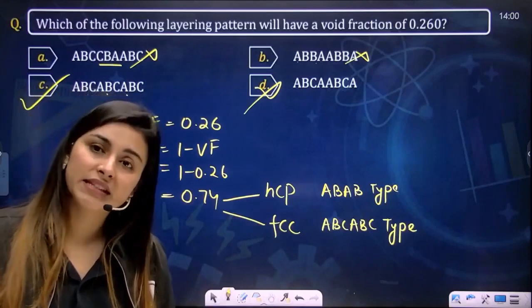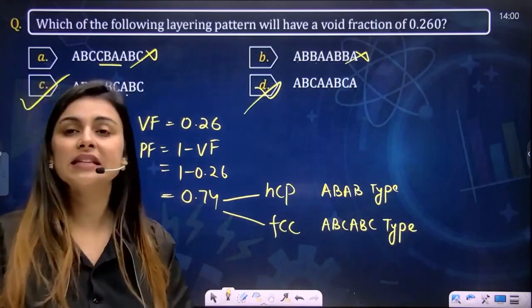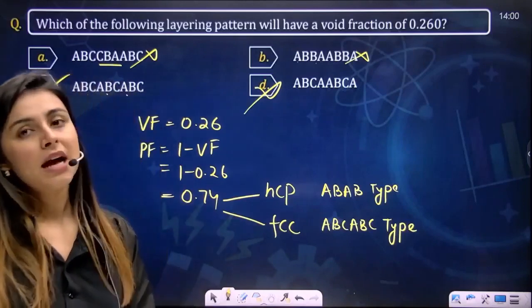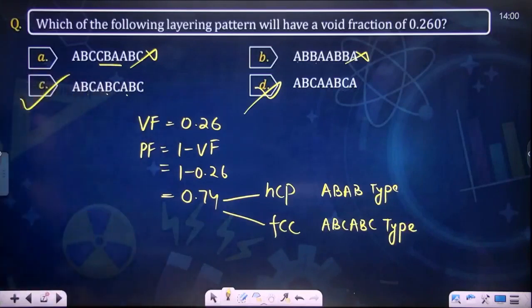There is only ABC type of layering, one given. So option C will be your correct answer. I hope you're clear with this. Perfect, my dear students. You can pause the video and write the answer.